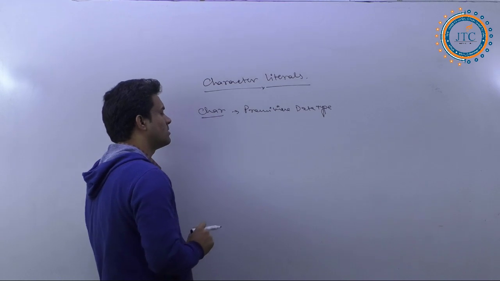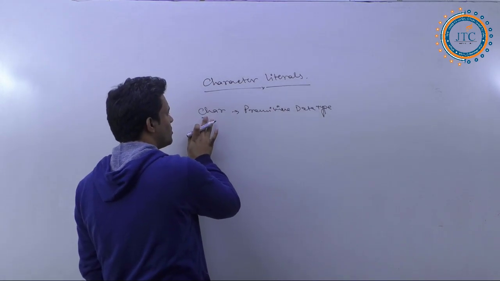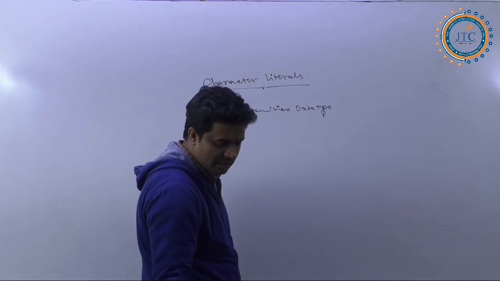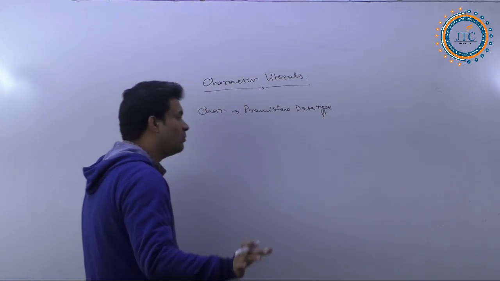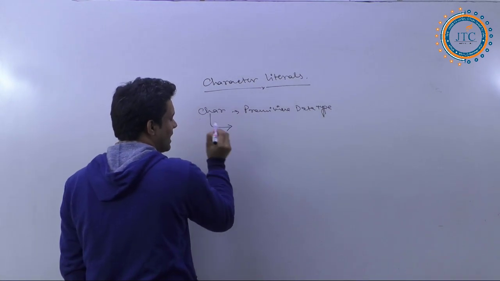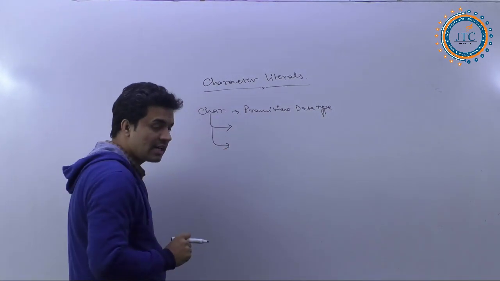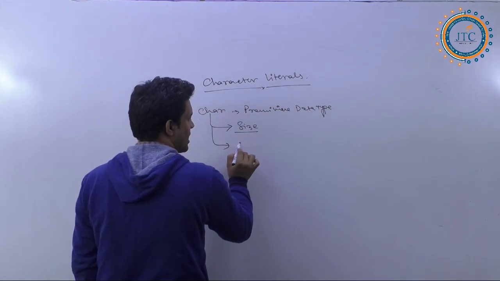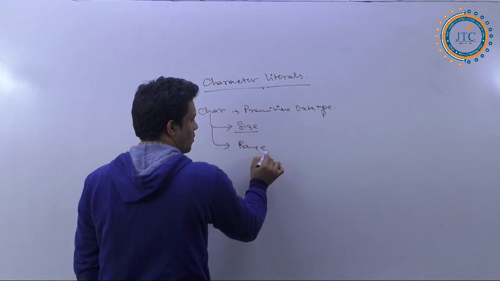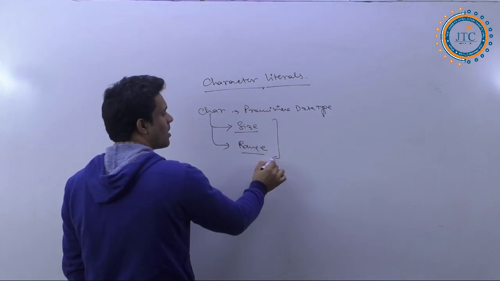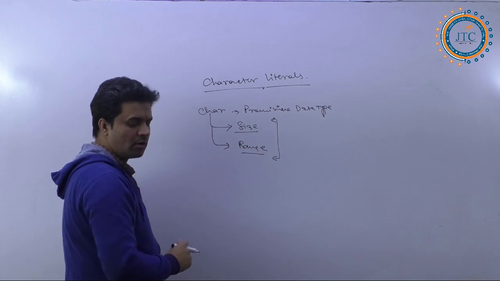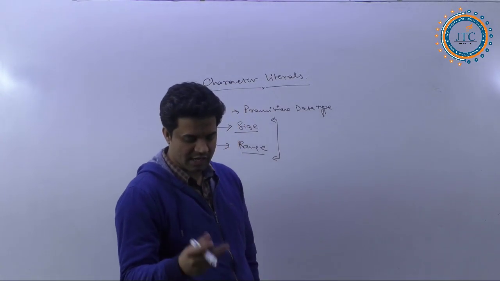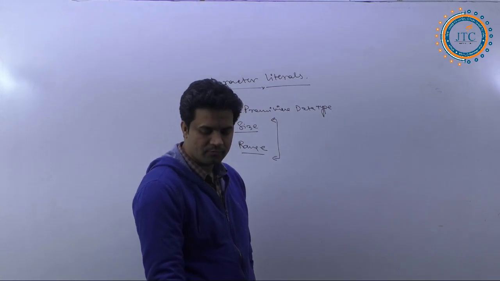The second important thing is, in general when I say primitive data type, most probably you will understand one thing here: what is the size and what is the range. These two things might be very clear to you all, what is the size and what is the range of all these things.